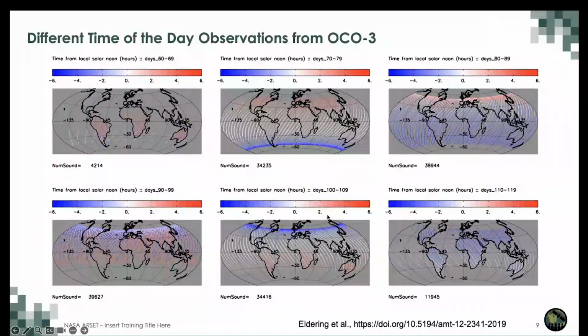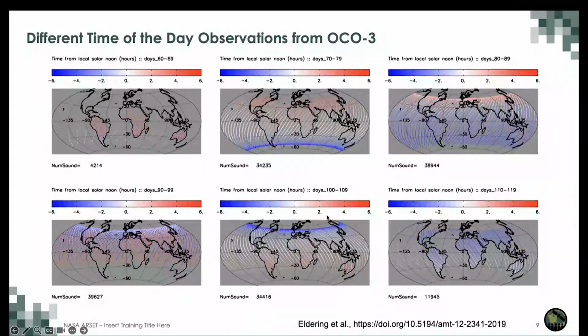As mentioned earlier, OCO-3 is mounted on the International Space Station, so it has this irregular orbit and also irregular local overpassing time. This allows OCO-3 to observe SIF at different times of the day across its different overpasses. These 6 plots display the local overpass time, measured as the difference between the local passing time and the local solar noon, over a 60-day period.